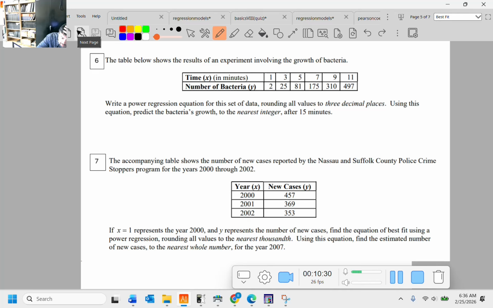Let's jump to 6. 6 is a power regression. The table below shows results of an experiment involving the growth of bacteria. Write a power regression equation for this set of data, rounding all values 3 decimal places. Using this equation, predict the bacteria's growth after 15 minutes. Now, you'll even notice, like they told you, time was X and bacteria was Y. Like, you can't screw this up. I say that you can, obviously, but you shouldn't screw this up, right?